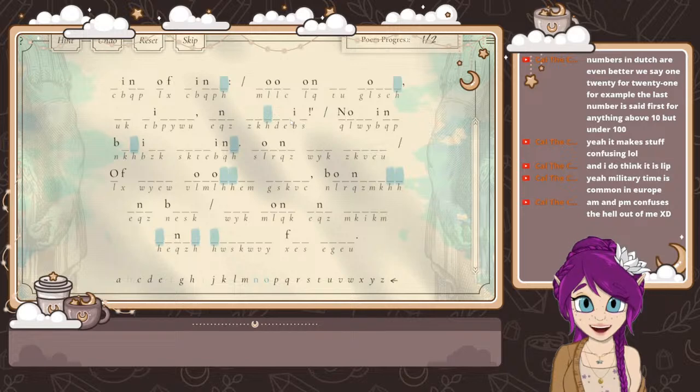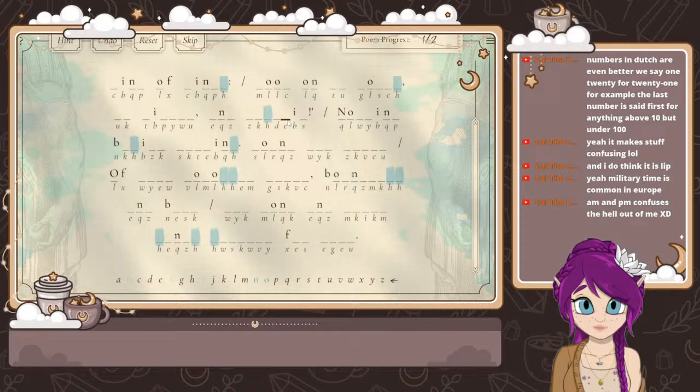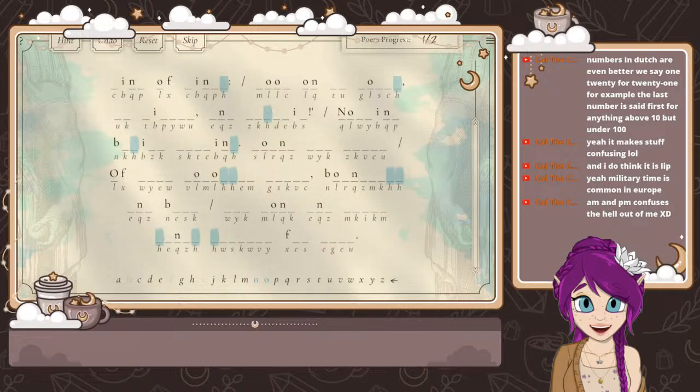AM and PM confuses you? Oh. I mean, when you're used to one and somebody does the other, I can see that being confusing. Mostly AM is when I'm sleeping, so I mostly live in the PM world.